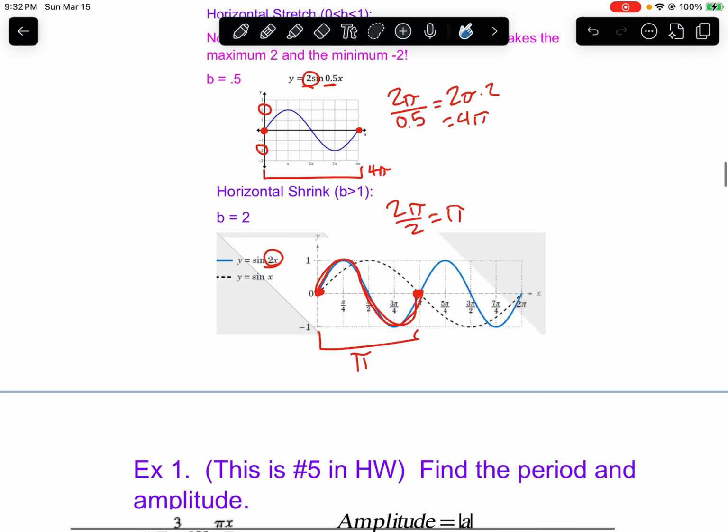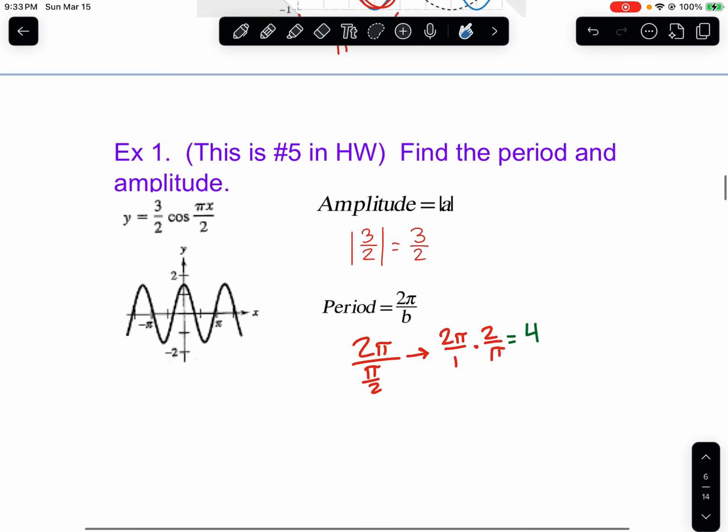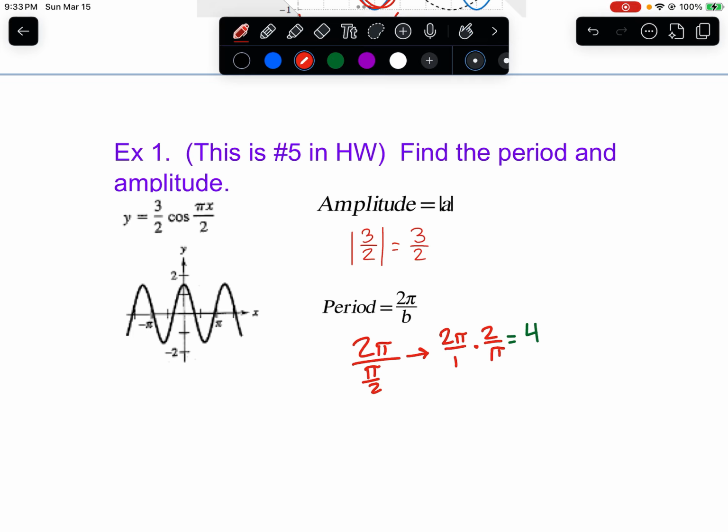Okay, so if b is bigger than 1, it shortens your period. If b is less than 1, it lengthens your period. Okay, and again, a couple examples, just like identifying period and finding your period length.